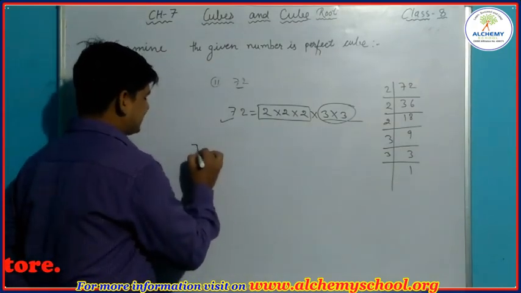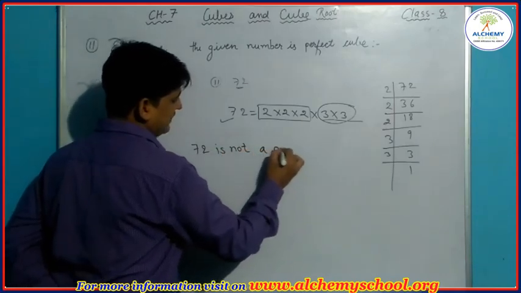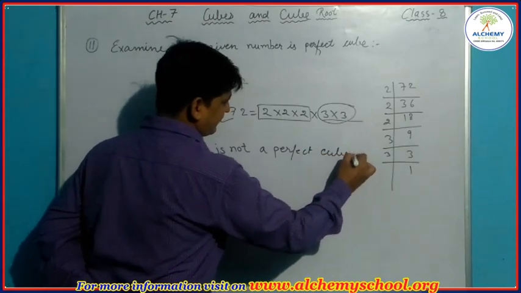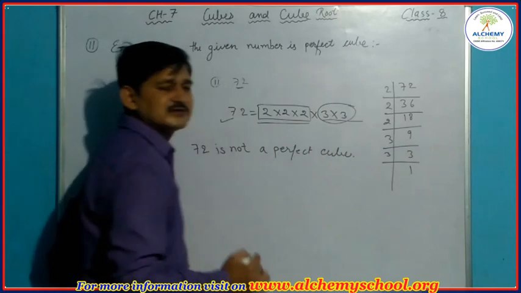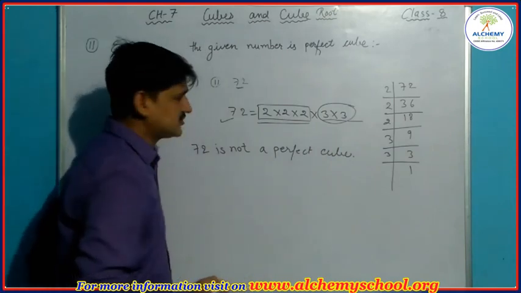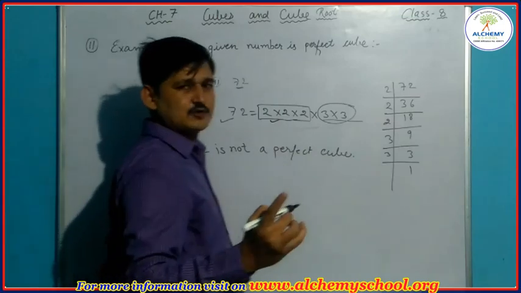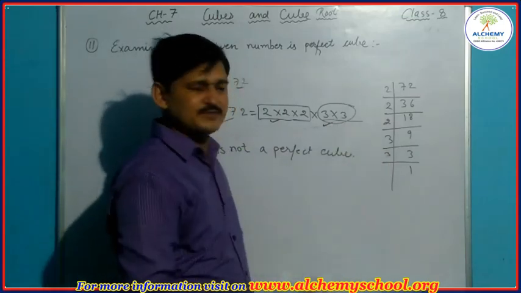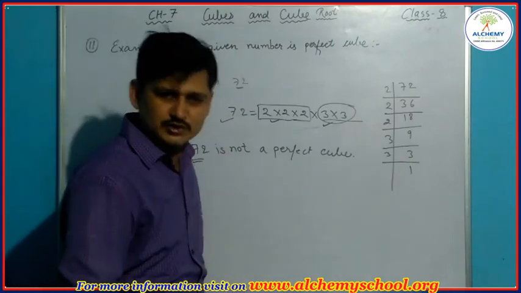So we can say 72 is not a perfect cube. Why is it not a perfect cube? Because we cannot make groups of 3 same factors. The first group we can make easily for this 2, but the second group we cannot make for 3. One 3 is missing here, so this 72 will not be a perfect cube.